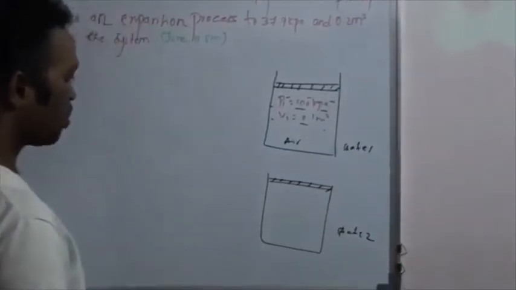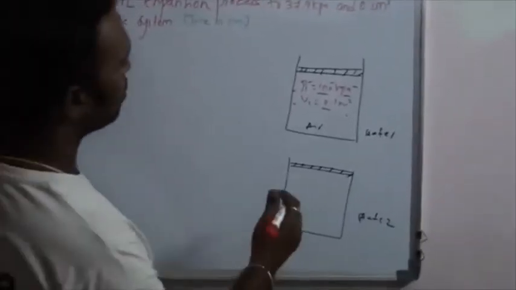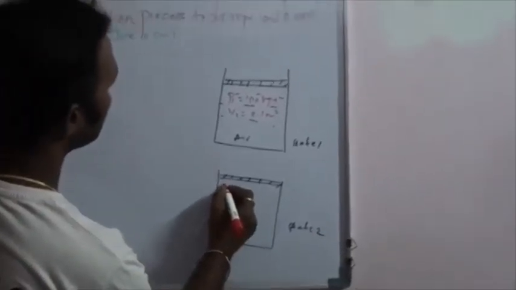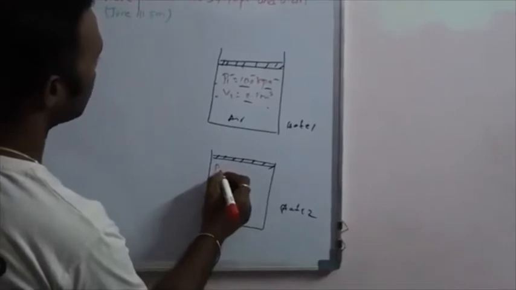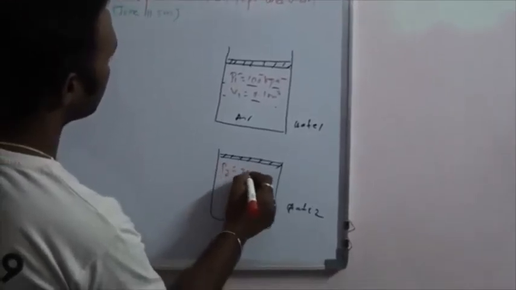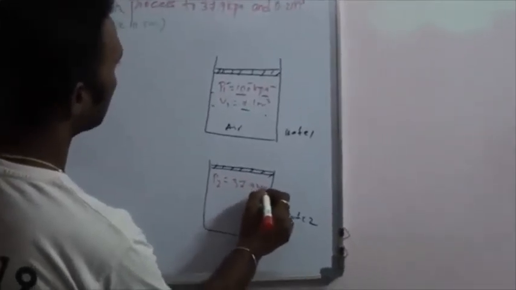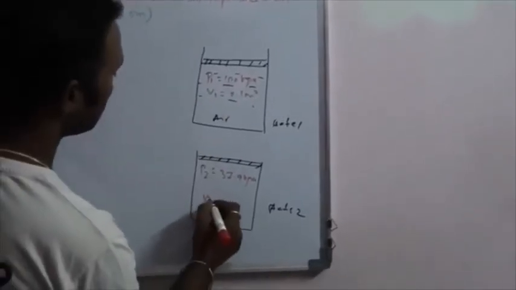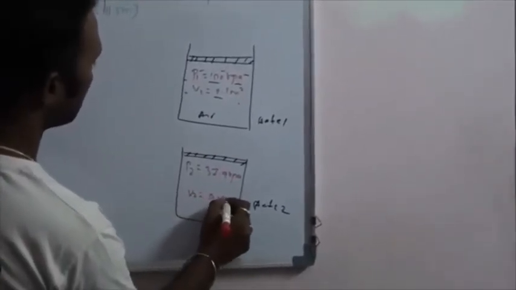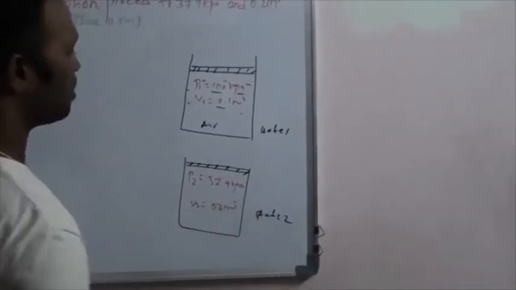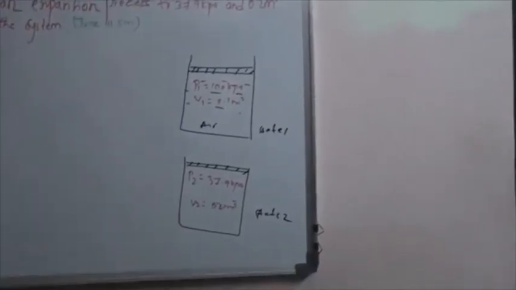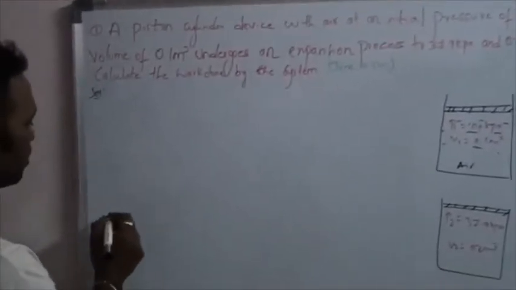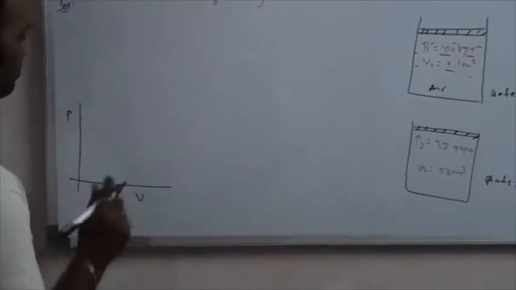When the expansion process takes place, the properties change: the pressure, which was initially 100, has changed down to 37.9 kPa, and the volume, which was initially 0.1, has increased. As you know, for an expansion process the volume usually increases. So this is your sketch. Let us also draw the PV diagram to get a clear picture of this.